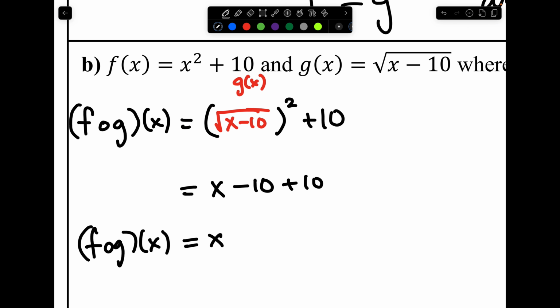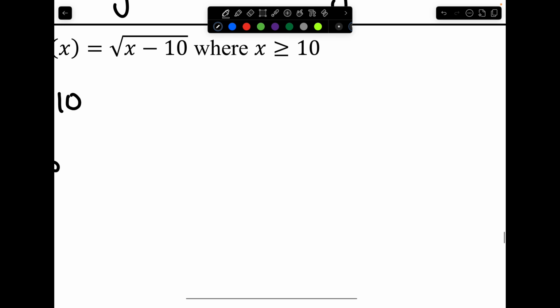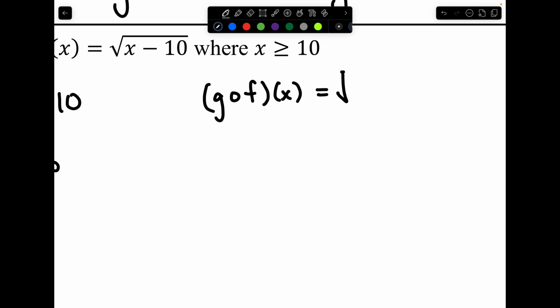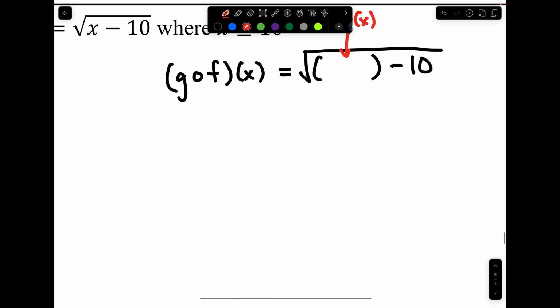We now just have to verify that we end up with the same thing when we do the substitution to do the composition in the opposite order. So over here on the right, let's do g of f of x. So we have the square root of x minus 10. And again, we're going to replace the x, what's in the parentheses, we're going to write in f inside there, which is x squared plus 10.